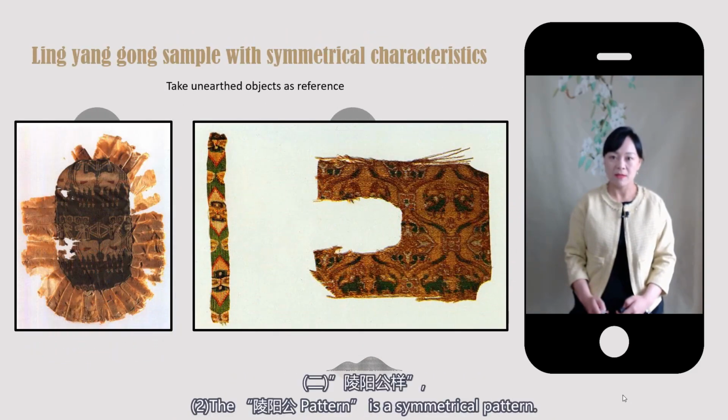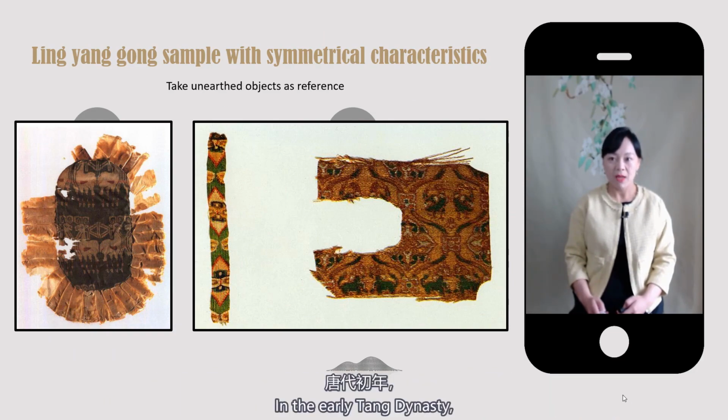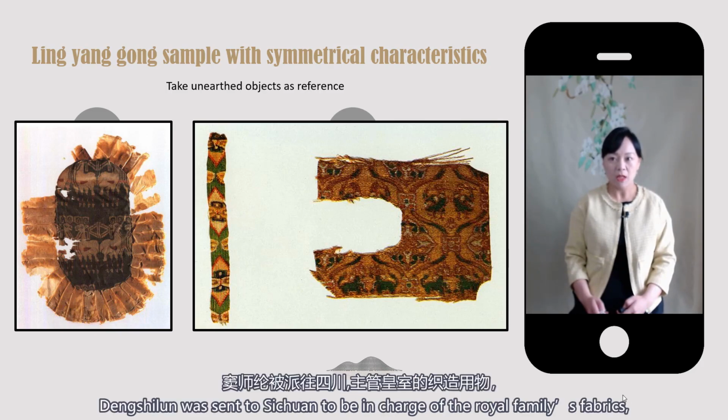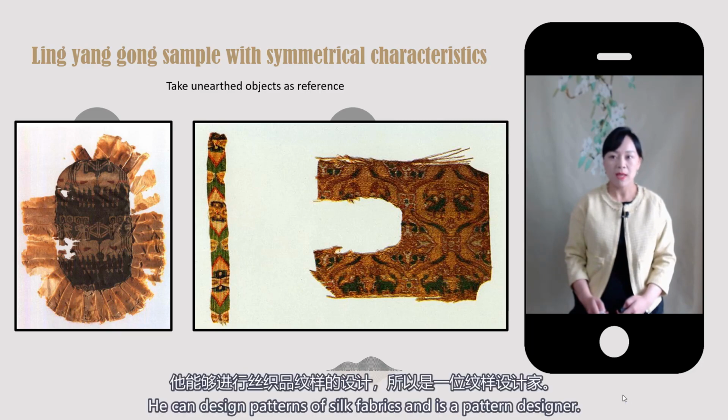The second is the Lingyang Gong pattern. The Lingyang Gong pattern is a symmetrical pattern. This is another distinctive pattern of brocade in the Tang Dynasty. In the early Tang Dynasty, Dou Shilun was sent to Sichuan to be in charge of the royal family's fabrics, and was later named Lingyang Gong. He could design patterns of silk fabrics, and was a pattern designer.